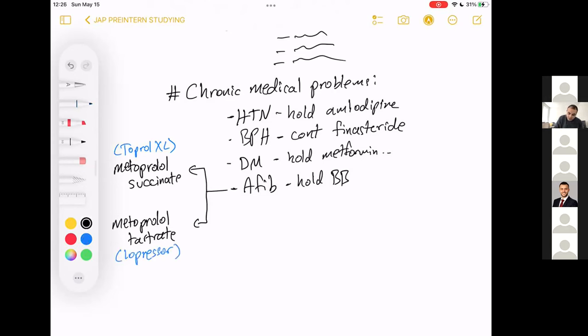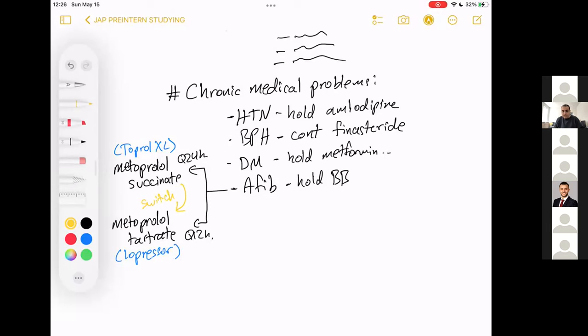The metoprolol succinate is a Q24 hours, it's long acting, while this one is a Q12 hours. When people get admitted to the hospital, you really want to convert, switch, same dose. Like if somebody is on 25 Toprol, put them on 12 and a half BID of Lopressor when they're in the hospital. Why? Because you want to be able to hold it when you want to hold it and quickly get rid of it instead of keeping it for 24 hours.